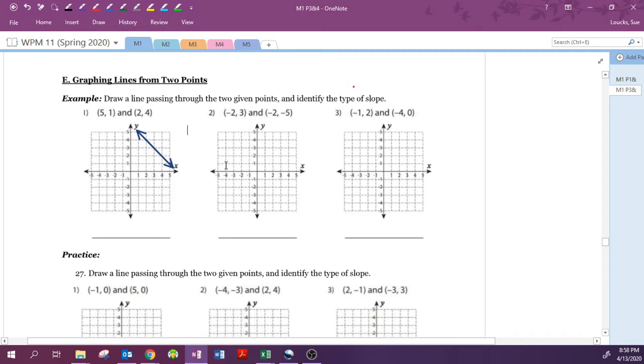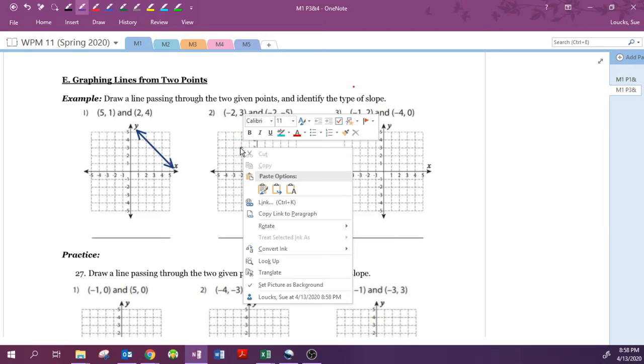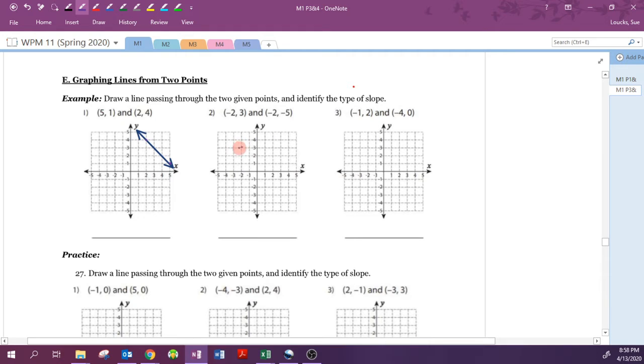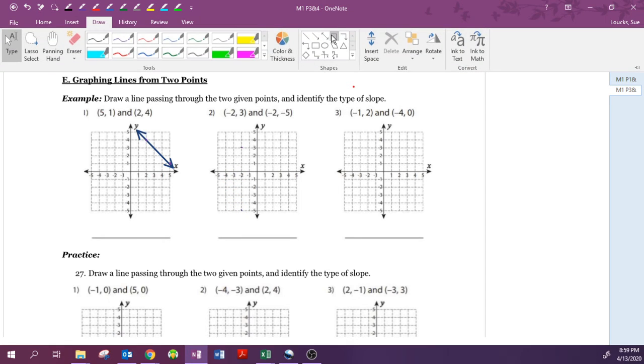All right, next example. We have a point of (-2, 3). So this time we're going to go backwards 2, starting at the origin, starting at the center, (0, 0). We're going to go backwards 2 and up 3, 1, 2, 3. So that's one point right here. And the second point is at (-2, -5), which is down here. And we are again going to do our line.